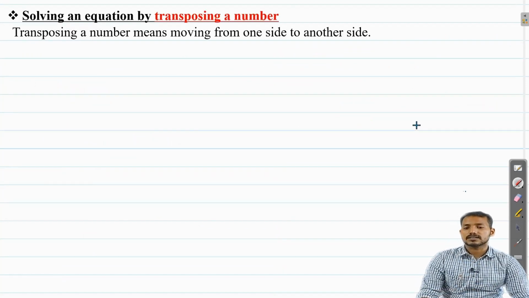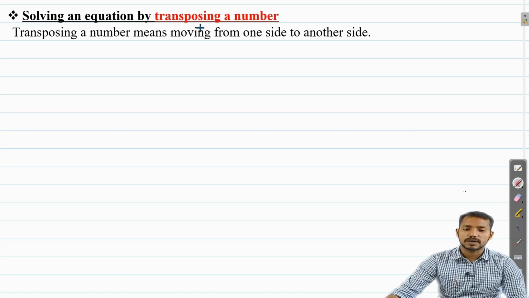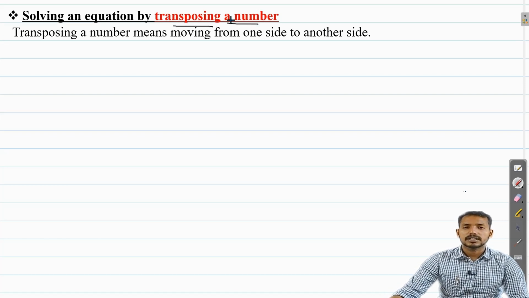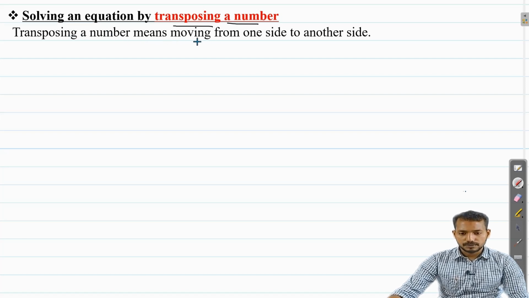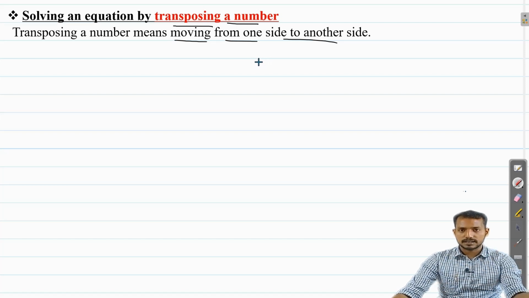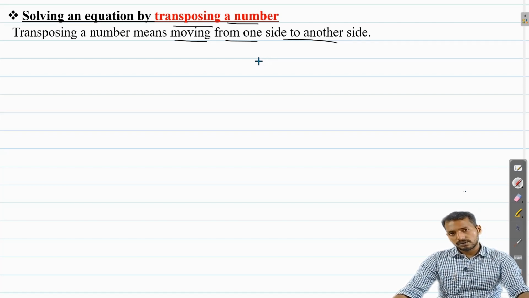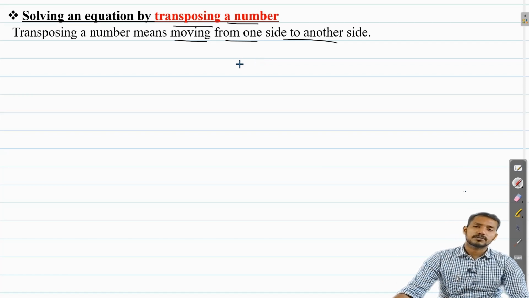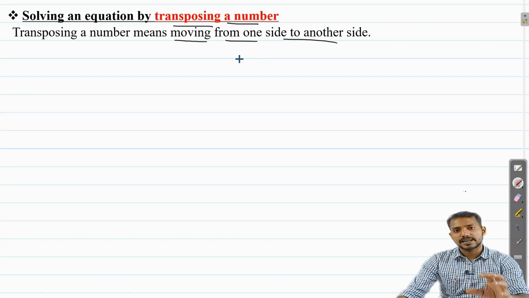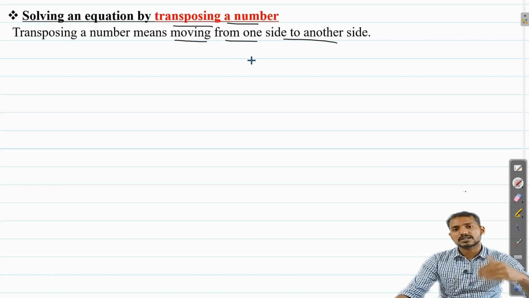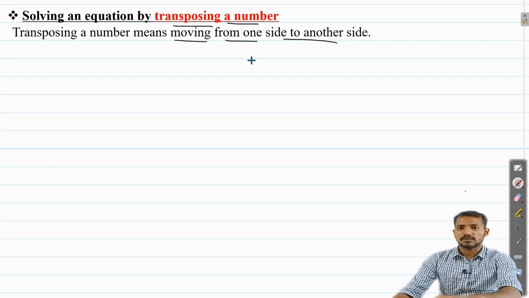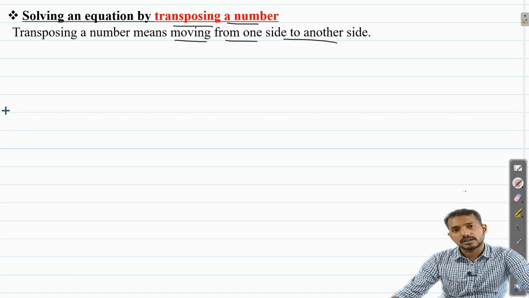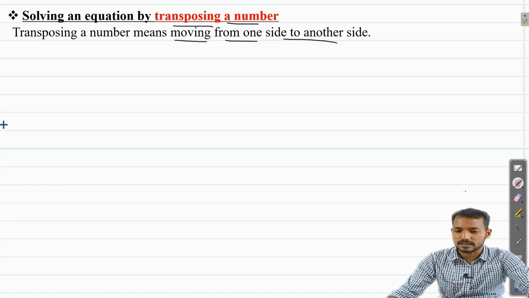And now we are going to discuss the second method, solving an equation by transposing a number. Transposing means a number moving from one side to another side. Either it can be moved from the left hand side to the right hand side, or from the RHS to the LHS. So this method is actually a shortcut of the first method. I will explain this transposing method with the first method. After that, we can directly go to solving by this one. I am taking some equations to explain this.